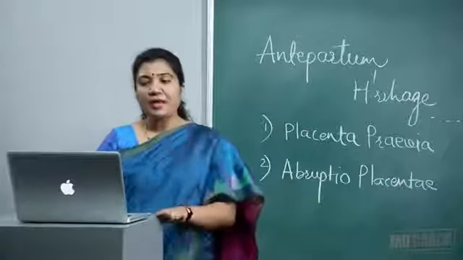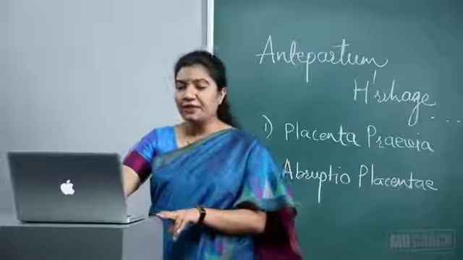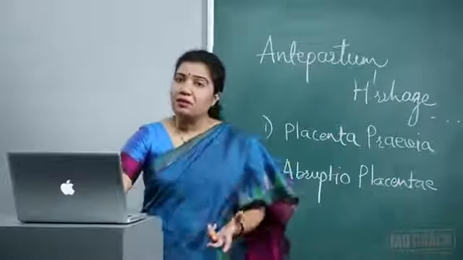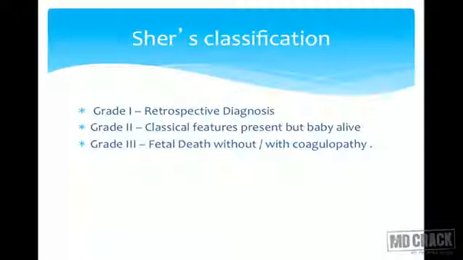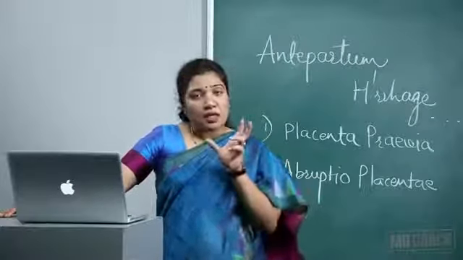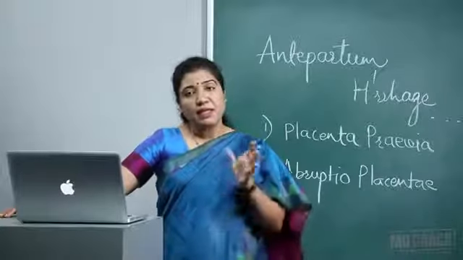So I hope the grading, the Page's classification, is clear here. Scher's classification is also there. Grade 1 is a retrospective diagnosis: once the delivery of the baby takes place, you see the placenta, you see a retroplacental clot, and it is grade 1 abruptio placentae by Scher's classification. Grade 2, classical features present, that means bleeding may be present or not, uterine tenderness would be there, but the baby will be alive. That is grade 2.